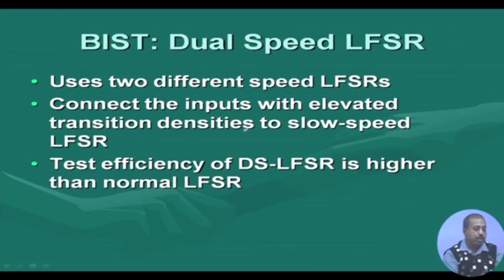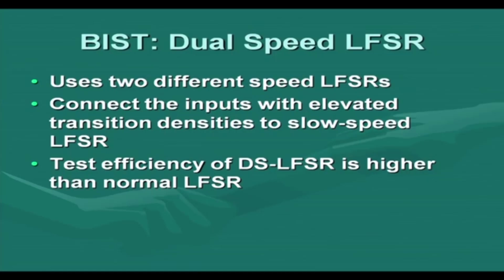So, this is the elevated transition density input. They will be connected to a slow speed LFSR, and the test efficiency of this DS LFSR has been found to be higher than a normal LFSR. So, that is another plus point that we have, because there are two LFSRs. They are going to be helpful.